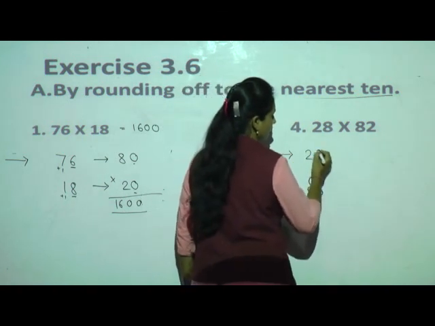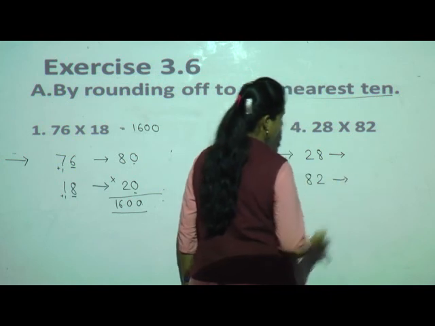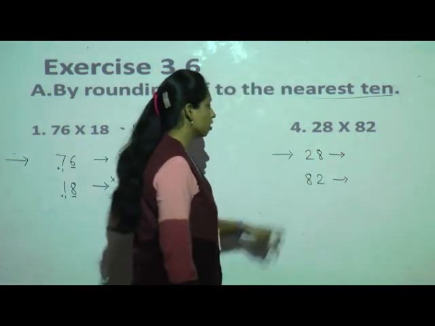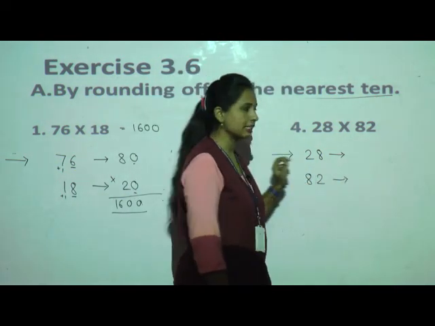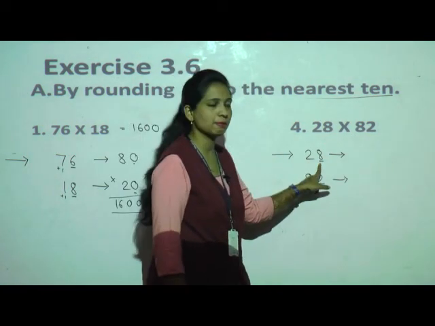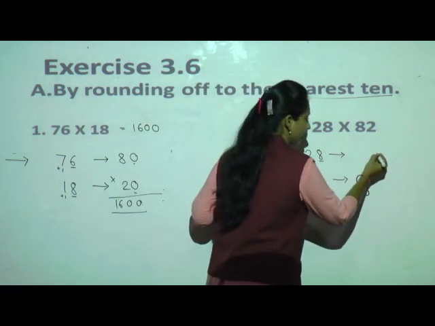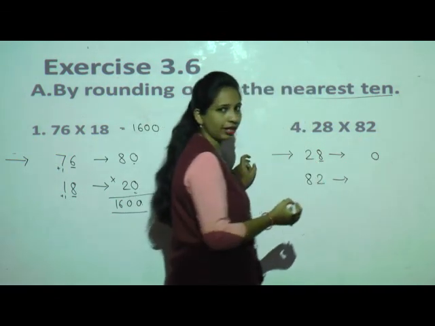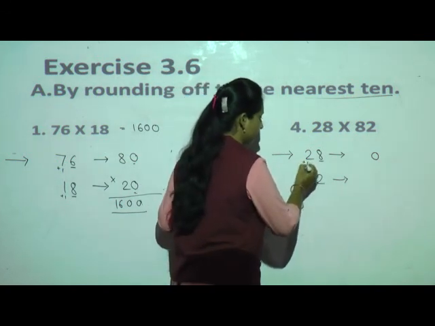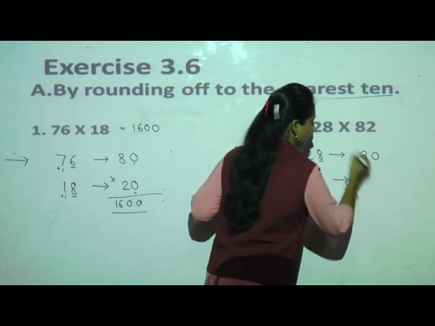28. Now we have to find the nearest tens of 28 and 82. Whenever we are doing nearest tens, underline the ones place. What is there at ones place? 8. It is more than 5. If it is more than 5, place the 0 at ones place and add 1 to the tens place. So 2 plus 1 is 3.